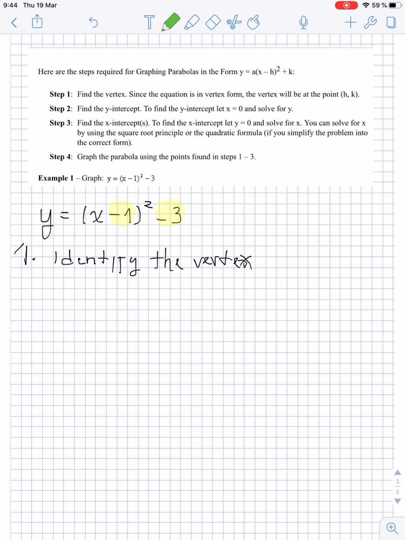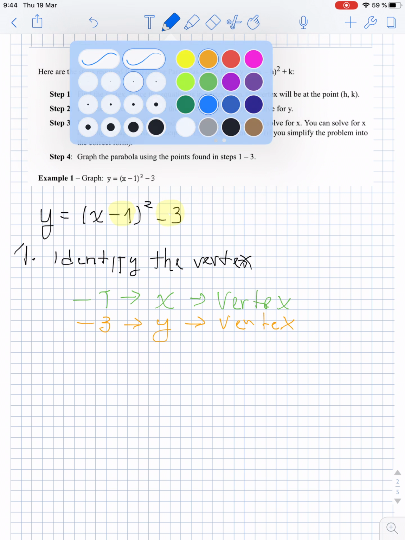The minus 1 is going to represent the value of x for the vertex. And the minus 3 is going to identify the value of y of the vertex. Finally, we need to write the coordinate.